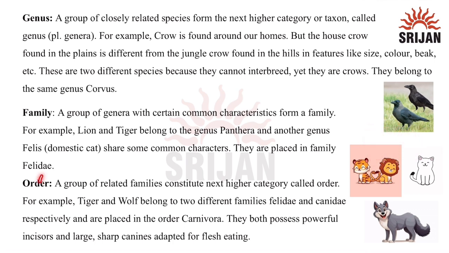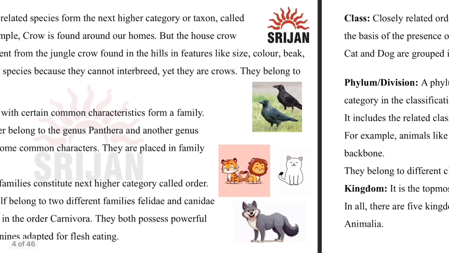Now the next is order. So when a group of related families constitute a higher taxonomic category, it is order. Now for example, tiger and wolf belong to different families, which are Felidae and Canidae. Okay, but they're placed under the same order, which is Carnivora. Now they both possess powerful incisors and large and sharp canines adapted for flesh eating. So this is the common feature to put them under Carnivora order.